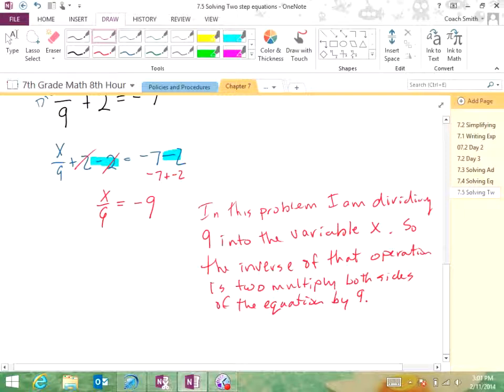Okay, so the inverse operation of division is multiplication. I divide both sides of the equation by 9. Multiply both sides of the equation by 9. So I multiply by 9 over here, and I multiply by 9 over here. On the left side, the 9s cancel each other out, leaving me with x. On the right side, I take negative 9 times 9 would give me what?